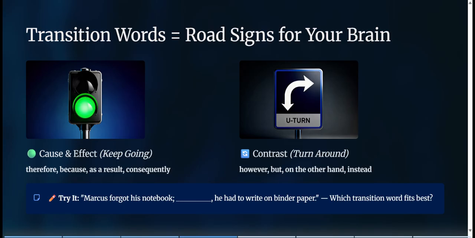Now that you have had some time to turn and talk and jot down some quick notes, what do you think is the correct answer? If you said as a result or therefore, then you are correct. Marcus forgot his notebook. Therefore, he had to write on binder paper. Or you can say, Marcus forgot his notebook. As a result, he had to write on binder paper. Great job. Let's keep going.